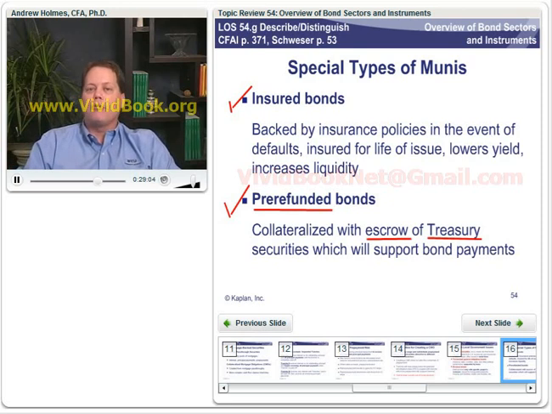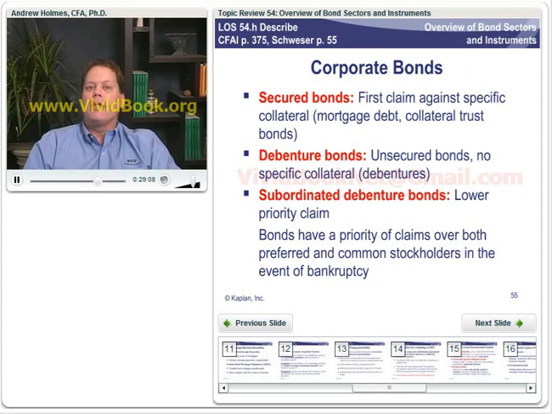This is probably best viewed as the base case for analysis on the exam. Okay, there's a couple of things to know here. Secured debt just means that it is secured by a specific collateral. So this could be a mortgage bond, a bond secured by some sort of real property. Collateral trust bonds just means that there is some specific collateral that stands behind the bond.